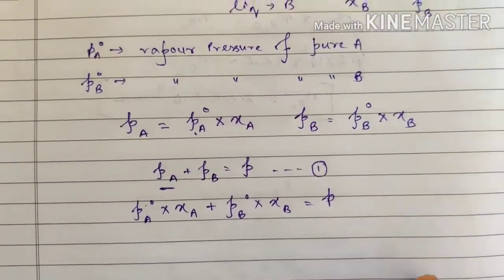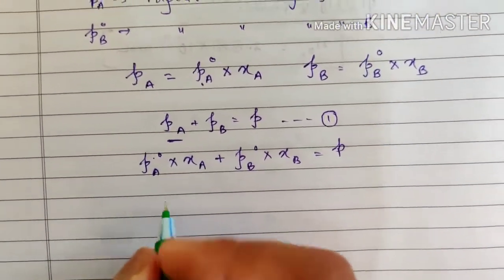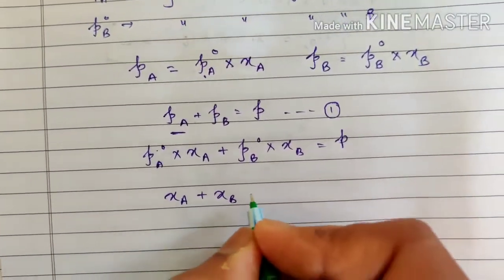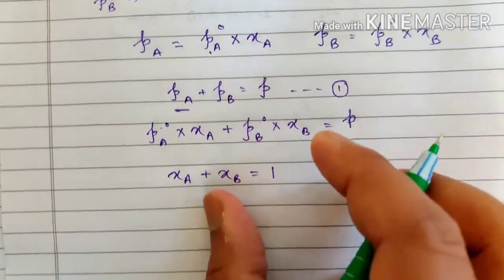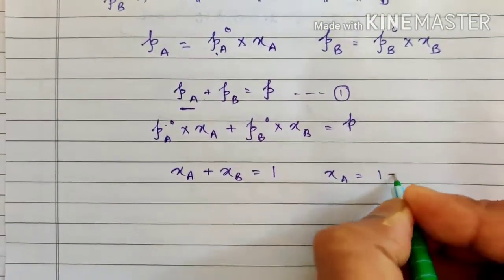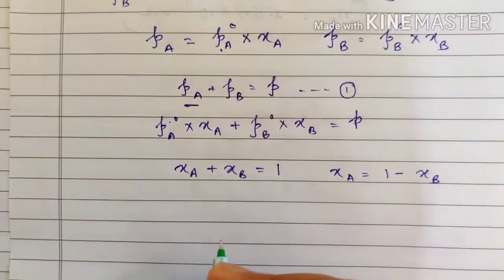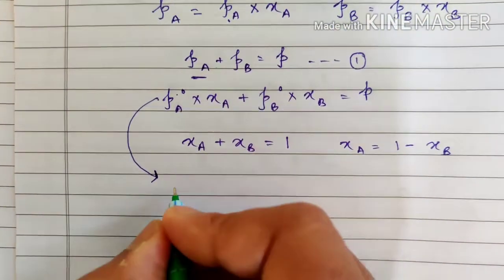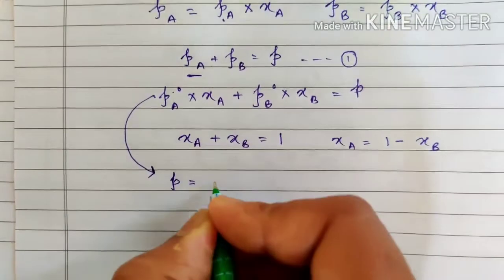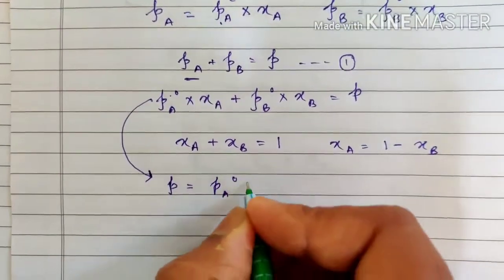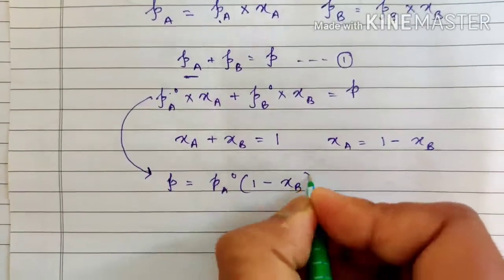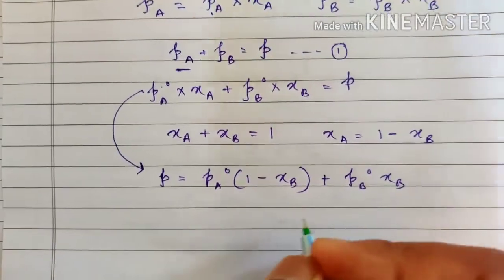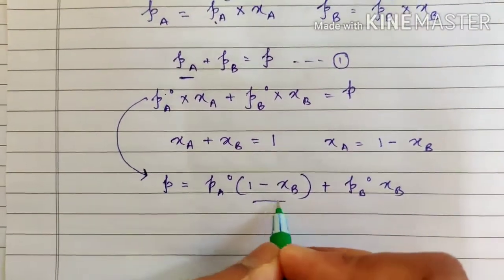At the same point of time, we know that the mole fraction XA plus XB, because there are two components only, should be 1. So XA should be 1 minus XB. So onto this equation, if we want to write, it should be like this: P is equal to PA0 into 1 minus XB plus PB0 into XB. So this is now 1 minus XB.